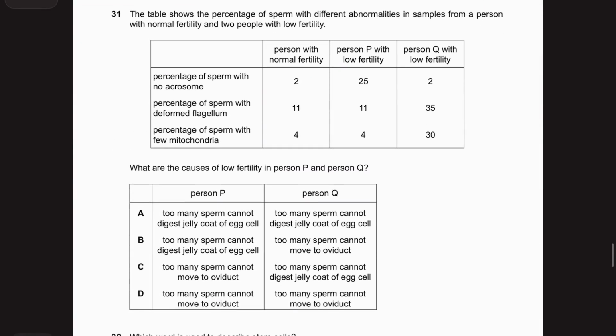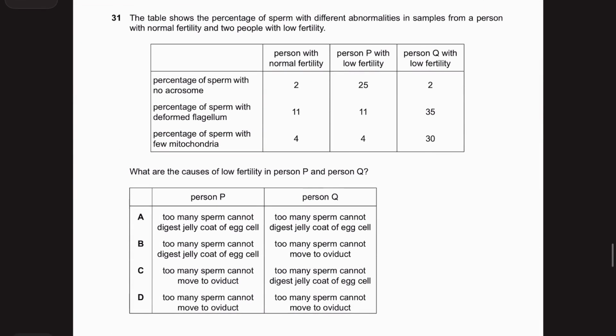Okay, question 31. The table shows the percentage of sperm with different abnormalities in samples from a person with normal fertility, which is this guy here, and 2 people with low fertility. So P and Q have low fertility, okay? And then it asks the question, what are the causes of low fertility in person P and person Q? So I encourage you to pause the video just to understand this question a little bit before you watch the rest of it, because it's important that you try to interpret the question yourself, okay? Right, so let's talk about this now.